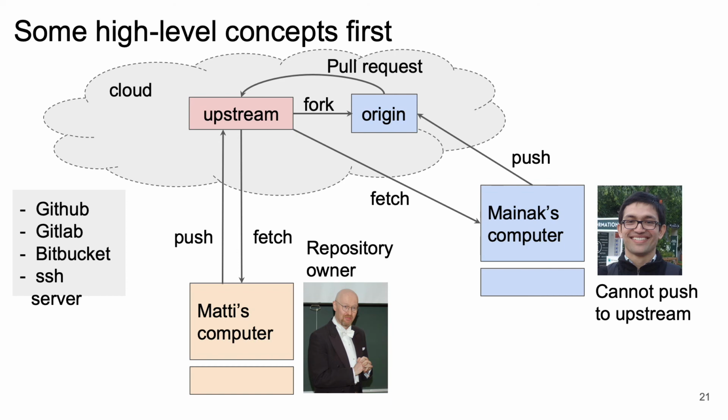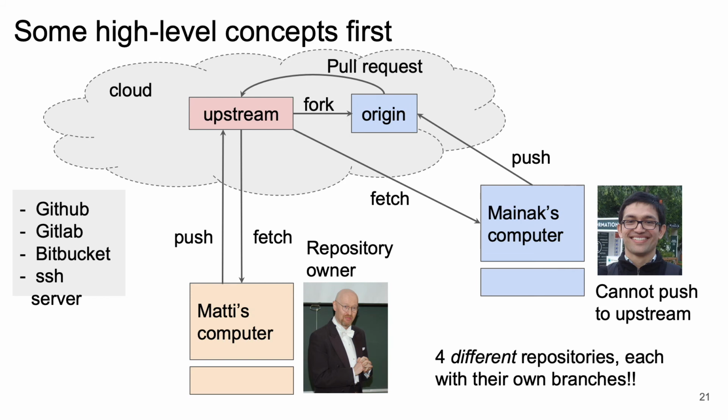All right. Okay, so just keep in mind there are 4 different repositories, each with their own branches. So it's not like SVN where you have one repository. This is a distributed version control system. You have 4 different repositories.